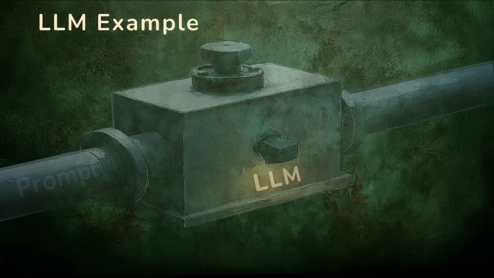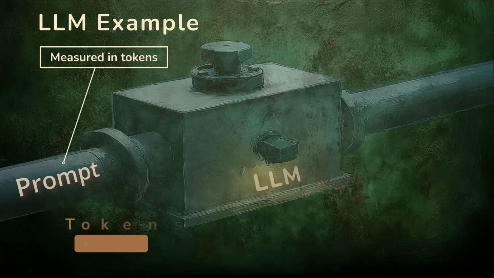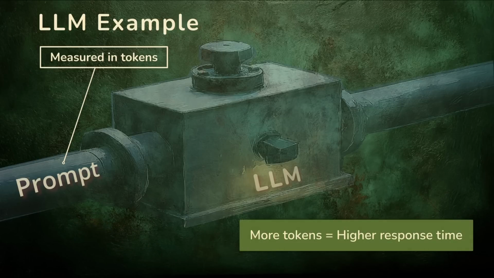Let's look at a more realistic example from the world of AI. Large language models respond to prompts. You can measure the length of these prompts in tokens. Tokens aren't quite words. They're chunks of text, a word or part of a word. The more tokens you send, the longer the model takes to respond. It's not perfectly predictable, but there's a clear trend, which makes this a great use case for linear regression.